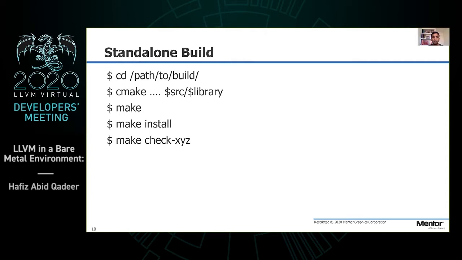So how do we build this library standalone? I have shown the steps here. You go to a directory where you want to build. You invoke CMake, giving it the path of the library in the monorepo checkout. And what variables you will provide to CMake, we will discuss in a later slide. After CMake has done its stuff, you can invoke the typical make and make install. And if you want to test, then you can invoke some appropriate make check target.